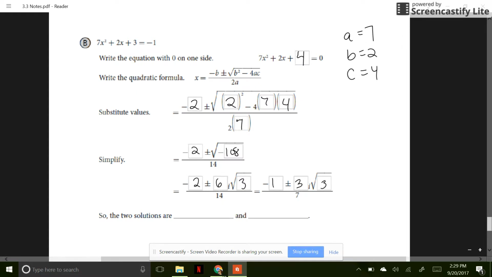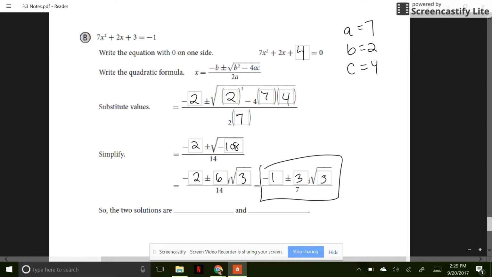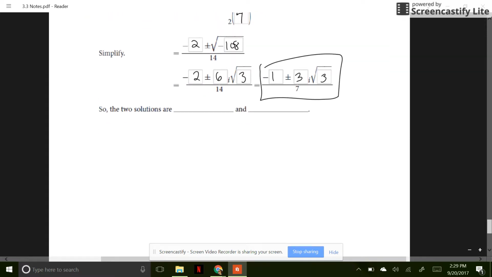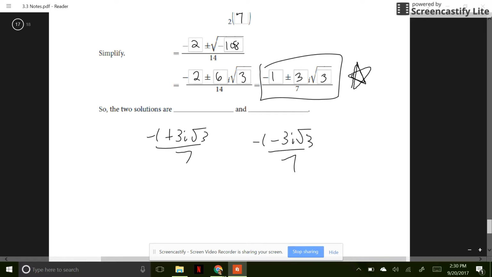This is okay. I am perfectly okay with you just having this as your answer. If they want you to break it apart, you'll get negative 1 plus 3i root 3 over 7 and negative 1 minus 3i root 3 over 7. But again, I'm perfectly fine with you leaving your answer just like that.